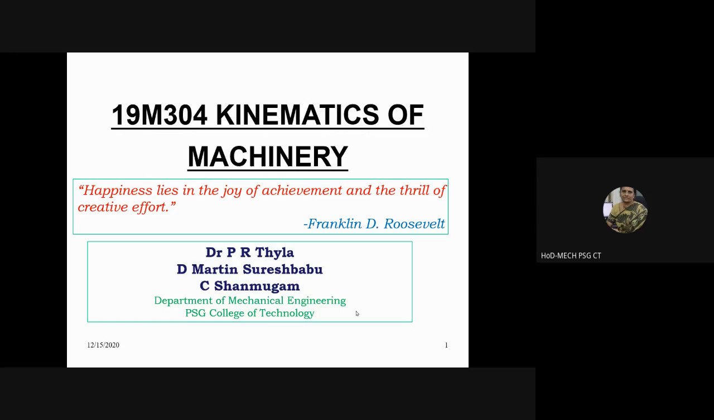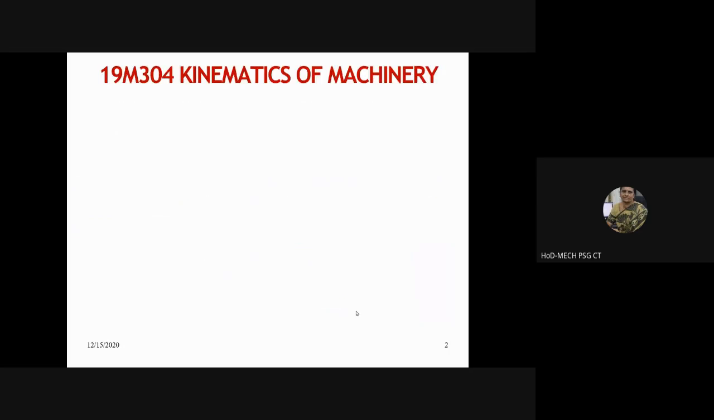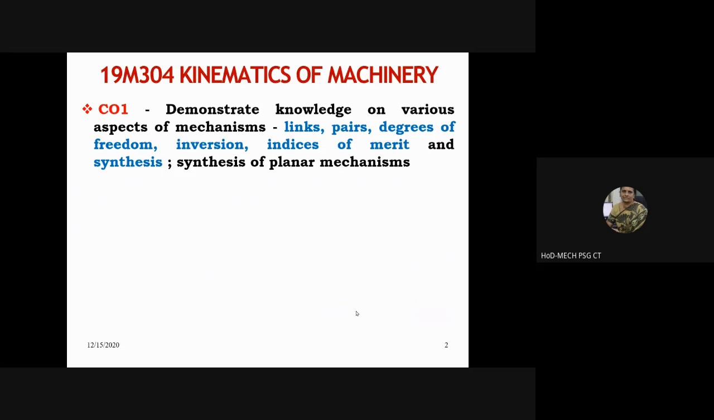Today, I will be starting with the preliminaries required for the second course outcome of the course Kinematics of Machinery. The first course outcome pertains to concepts of mechanisms like links, pairs, degrees of freedom, inversion, indices of merit, and synthesis. And I think you also underwent some training on synthesis of planar mechanisms. So that pertains to course outcome one.